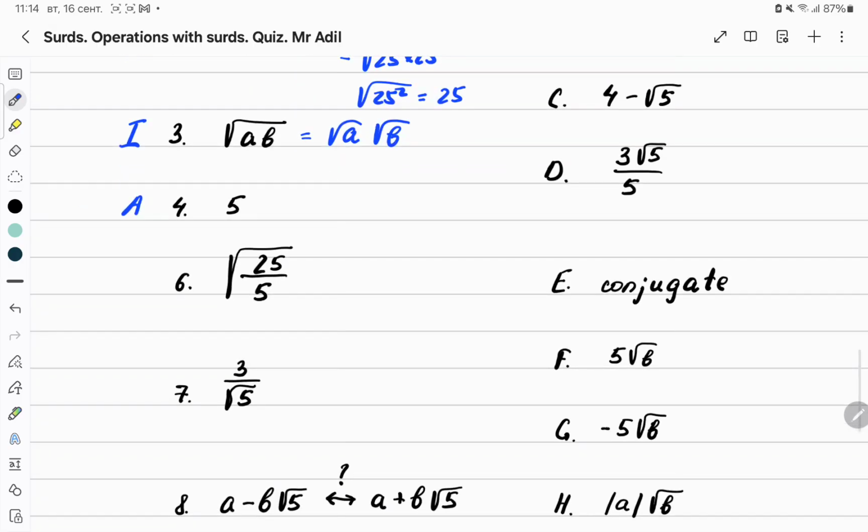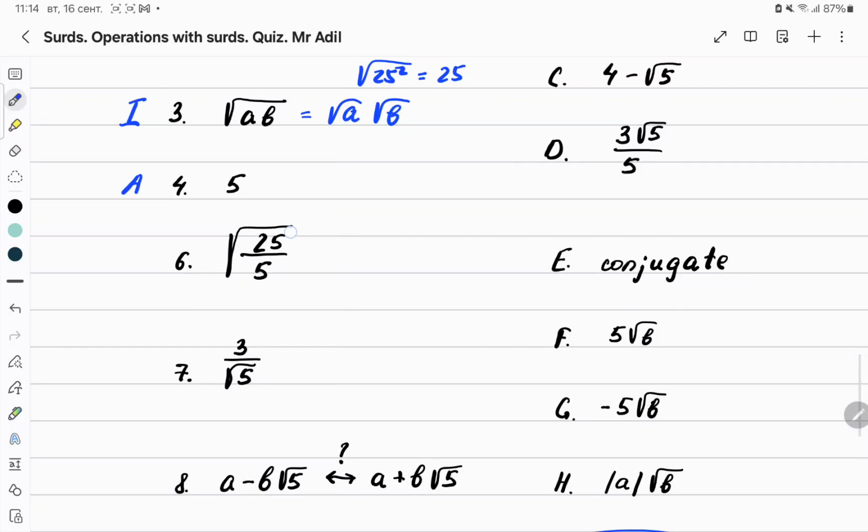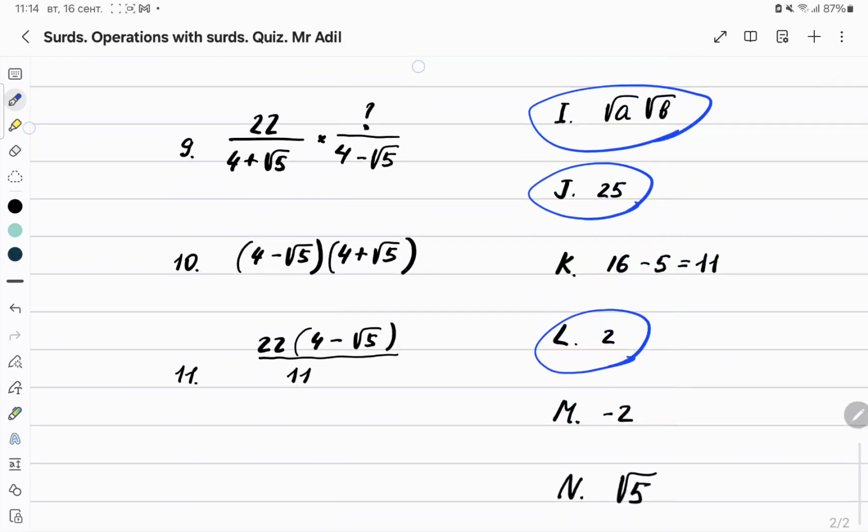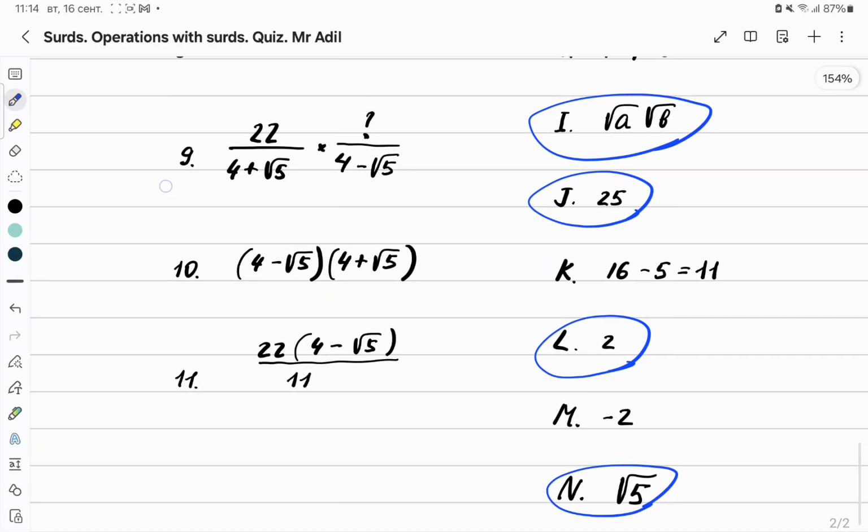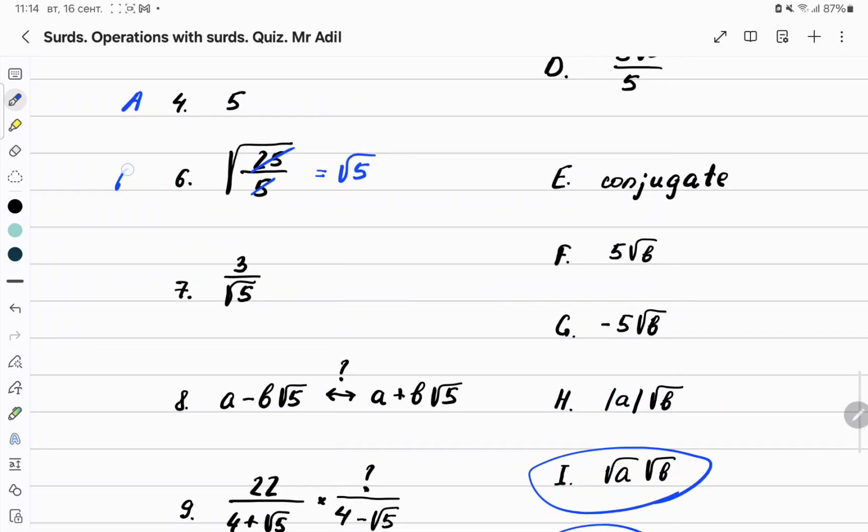Number 6, 25 divided by 5. So we can simplify and say that it is square root of 5. Okay, square root of 5. Let's find the square root of 5. And here we go, it is N. Answer N for 6.